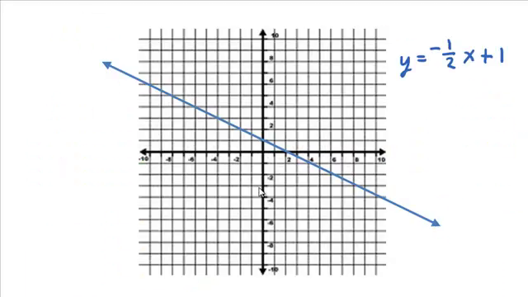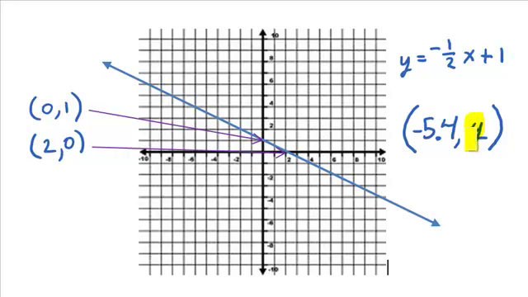This is the same line we just had, negative slope, slope of negative 1/2, goes to the point 0, 1 and 2, 0. So my question to you is, when x is negative 5.4, what's the value of that y? What's the value of that y? And what are we talking about here? Well, we're talking about the y-coordinate on this line when x is negative 5.4.